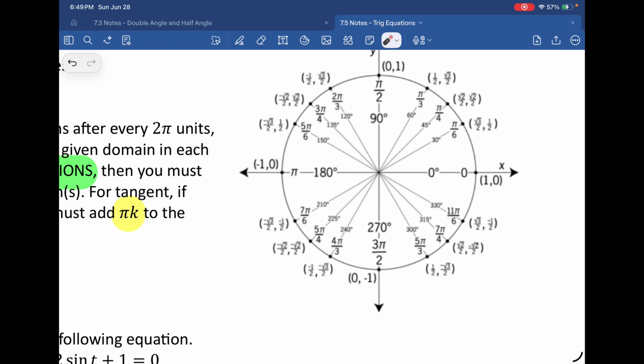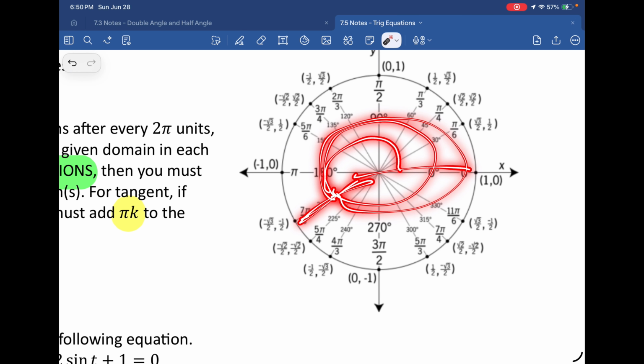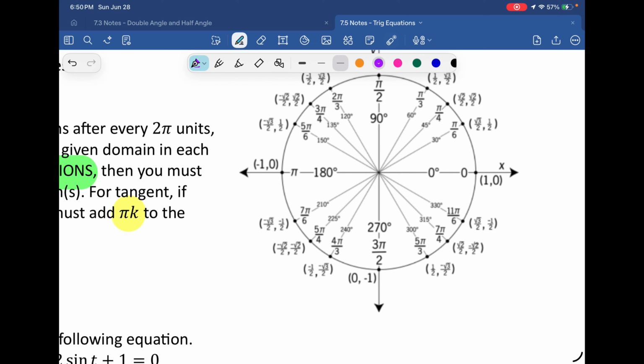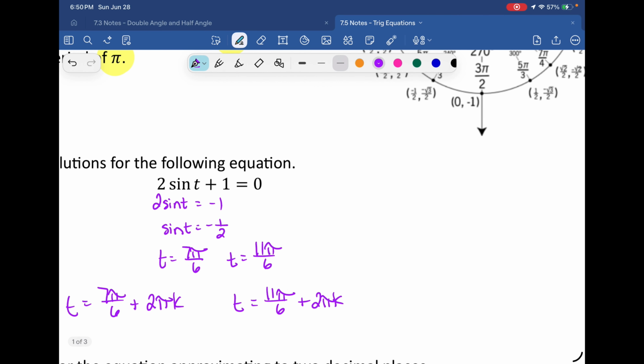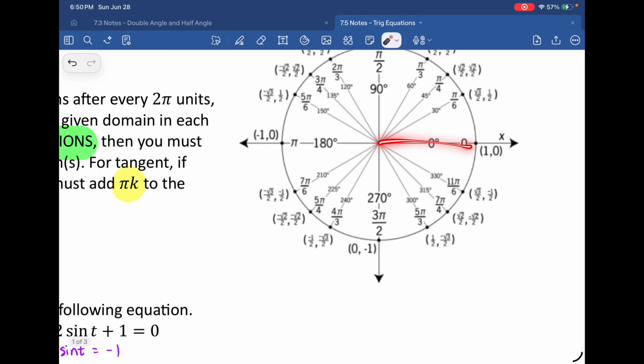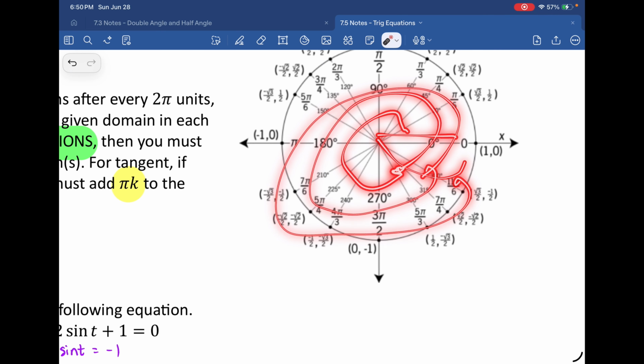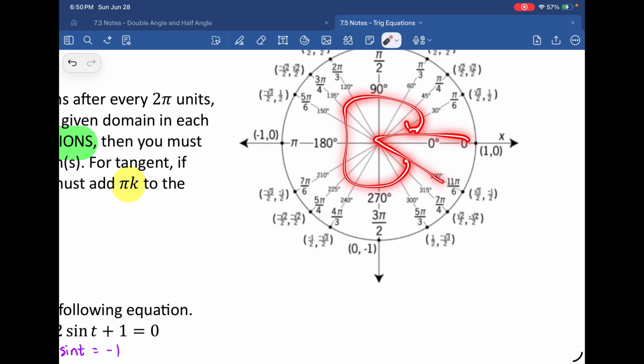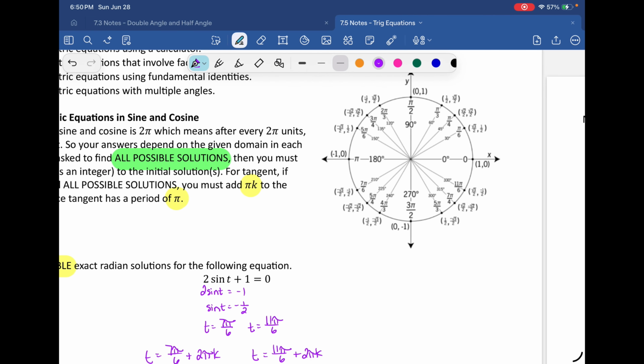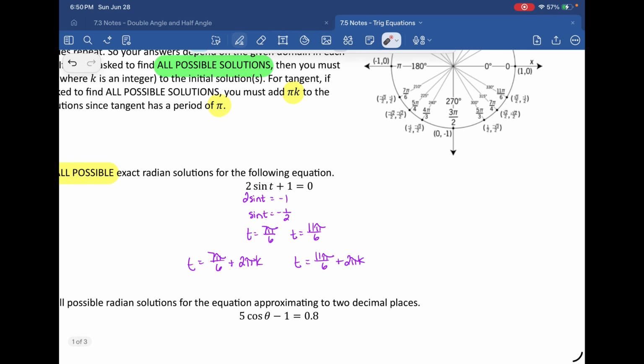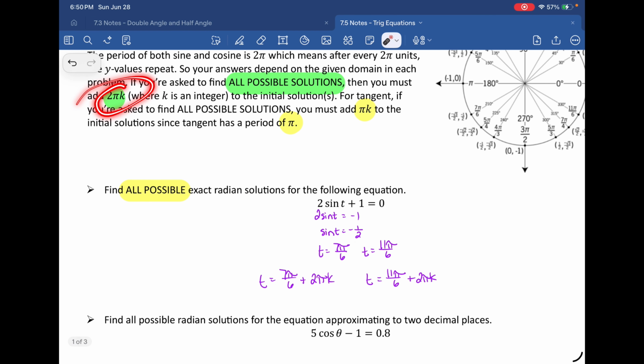So all the times I land here, whether I go around once, around, around, or the other direction, and how many times I land at 11 pi over 6, right? So around once, around again, around again. I can even go the other direction. So for all possible radian solutions for sine and cosine, you add 2 pi k. For tangent, you add pi k.